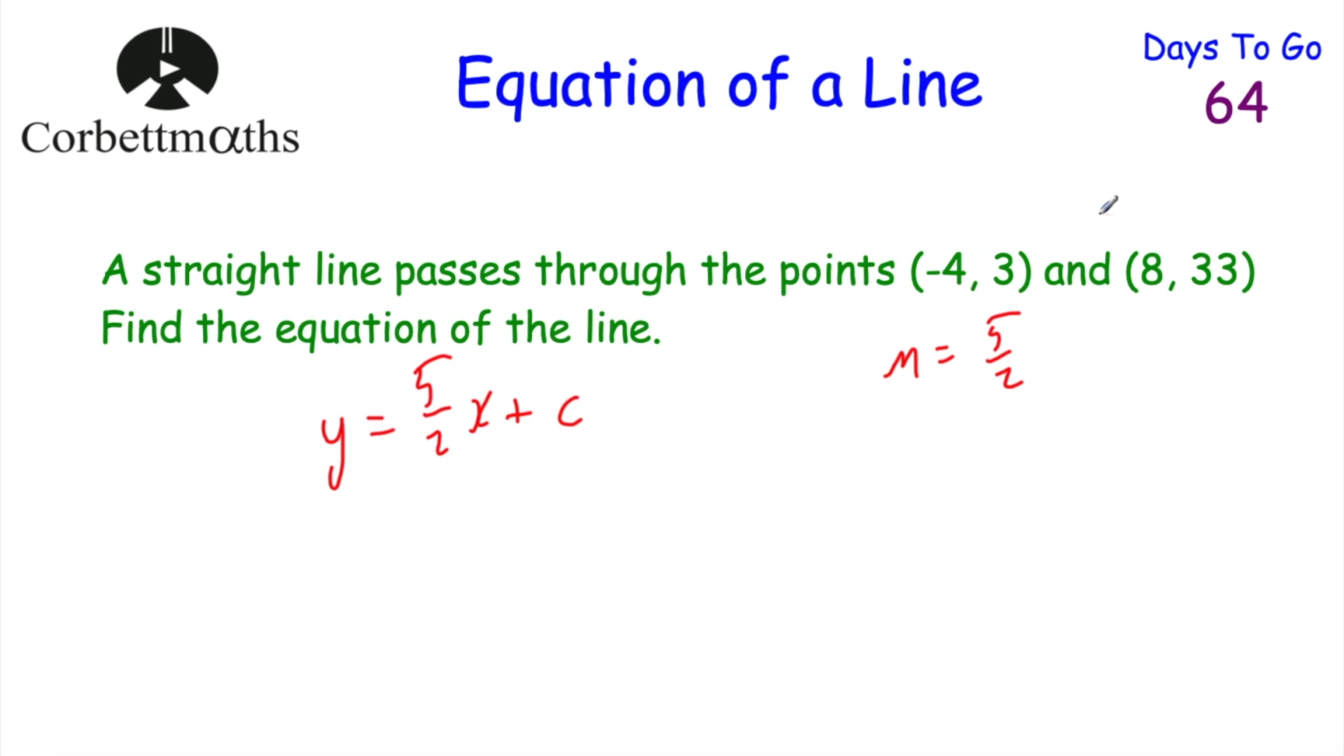Now let's pick one of the points it passes through. I'm going to pick this one here because both of the coordinates are positive, and I just think that might hopefully be a bit easier whenever we substitute them in. So we're going to choose x and y. So y is equal to 33 and x is equal to 8. We're going to substitute those values in and hopefully find our c.